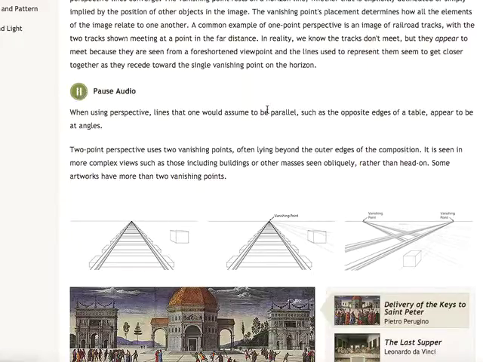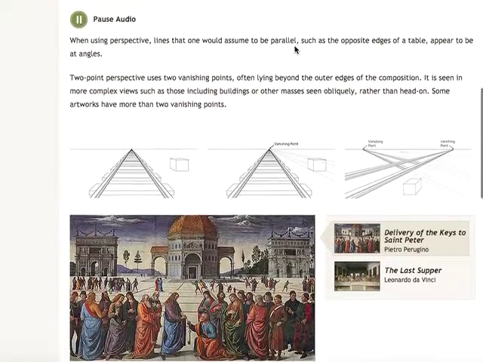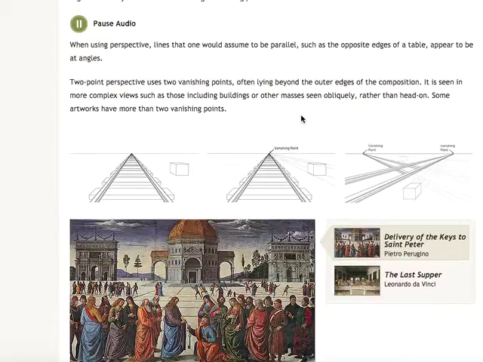When using perspective, lines that one would assume to be parallel, such as the opposite edges of a table, appear to be at angles. Two-point perspective uses two vanishing points, often lying beyond the outer edges of the composition. It is seen in more complex views, such as those including buildings or other masses seen obliquely rather than head-on. Some artworks have more than two vanishing points.